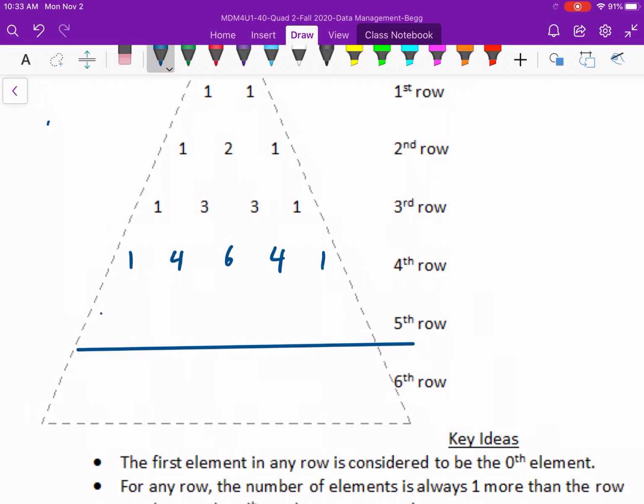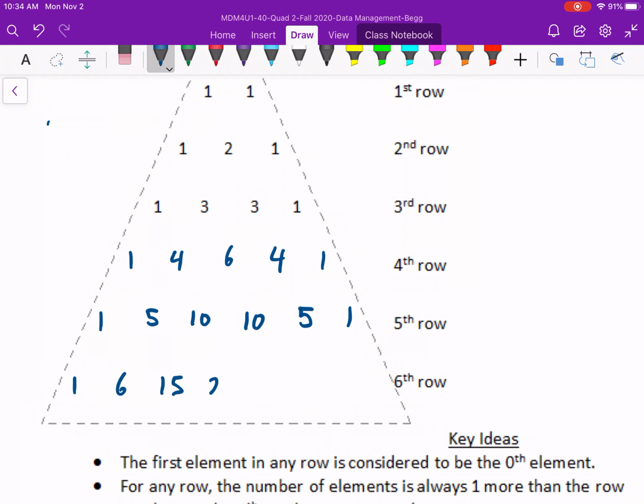So we're going to have a 1, 5, 10, 10, 5, 1. Again, symmetrical, right? And then the 6th row is going to be 1, 6, 15, 20, 15, 6, and 1.